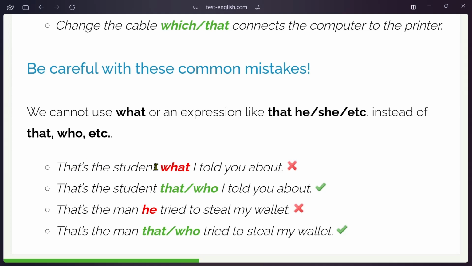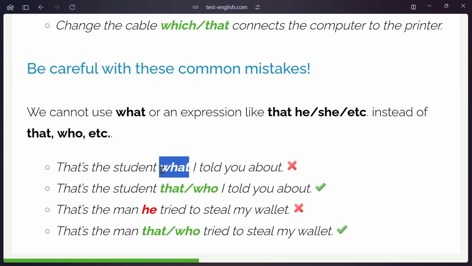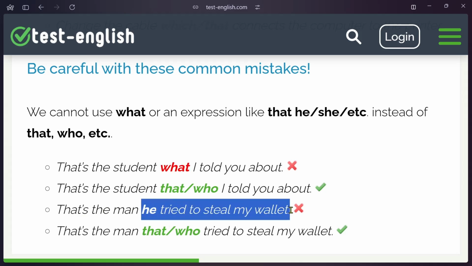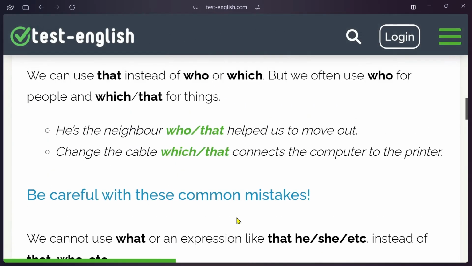That's the student. You have this first clause. Now you're talking about a person, so you should say who, or that, but you cannot say what. That's the student, what I told you about, is wrong. And this you do very often: that's the man, he tried to steal my wallet. It's not a very bad mistake, but it's a mistake. That's the man who tried to steal my wallet. So this was this lesson.